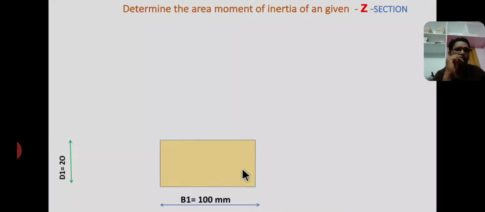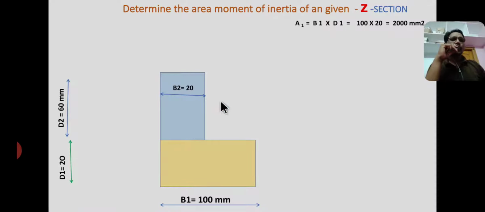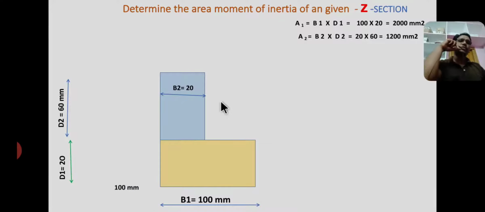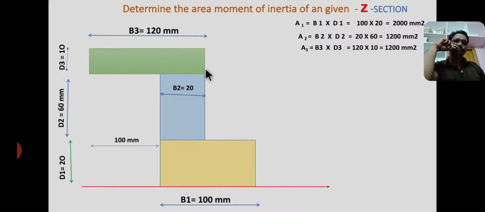Therefore, area of a bottom rectangle A1 equal to B1 into D1. That is 100 by 20 equal to 2000 mm square. That is area 1. Similarly, area 2 equal to base 2 into depth D2, B2 D2. That is 20 by 60. Area 2 equal to 1200 mm square. And area 3 equal to base 3 into depth D3, B3 D3. 120 by 10. That is equal to 1200 mm square.